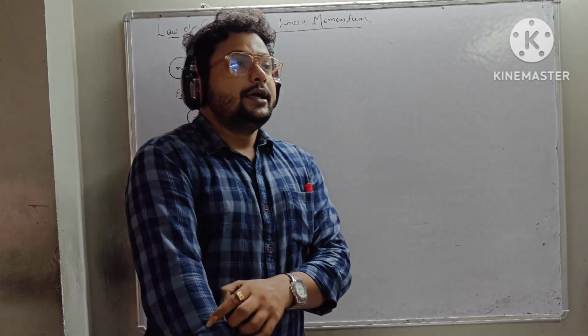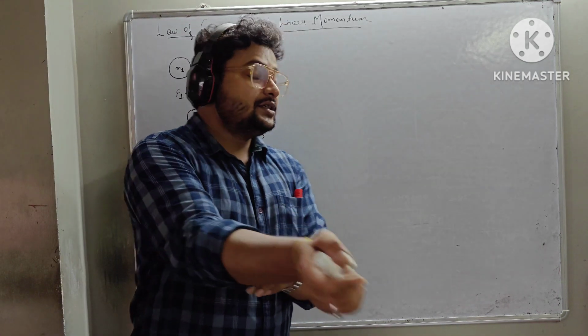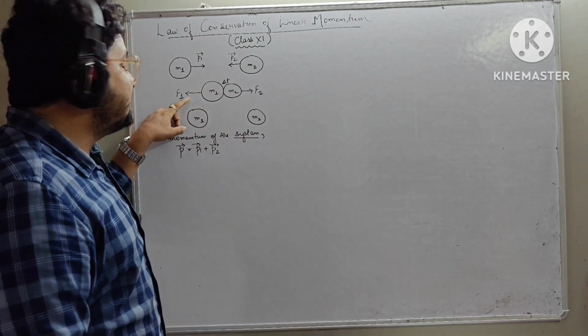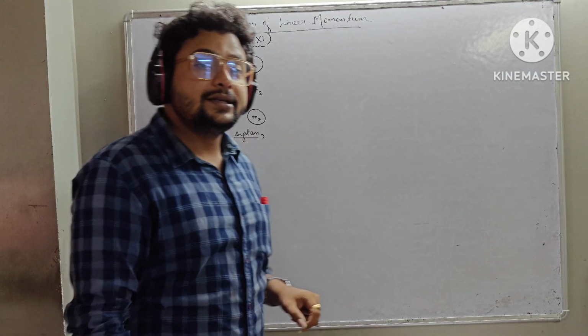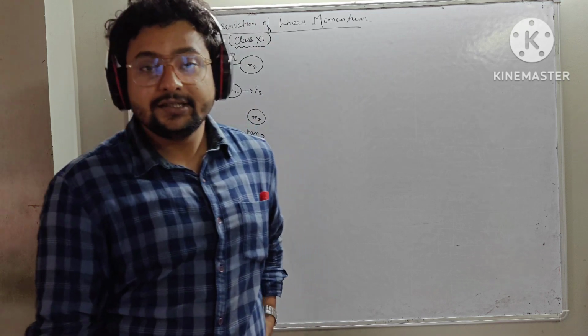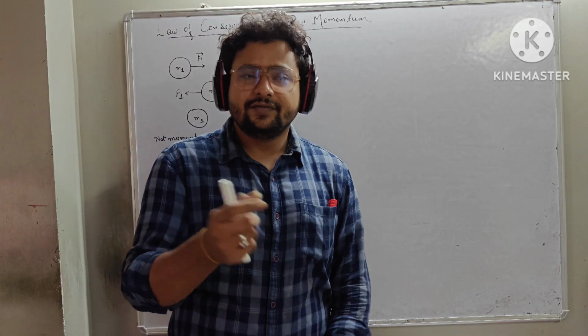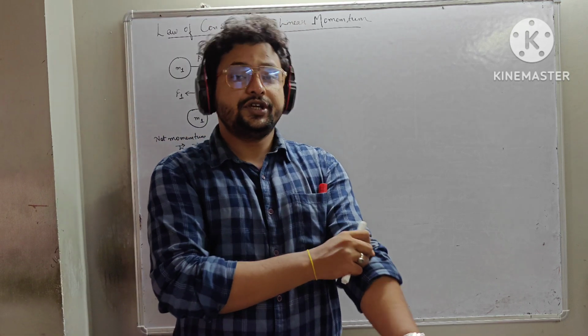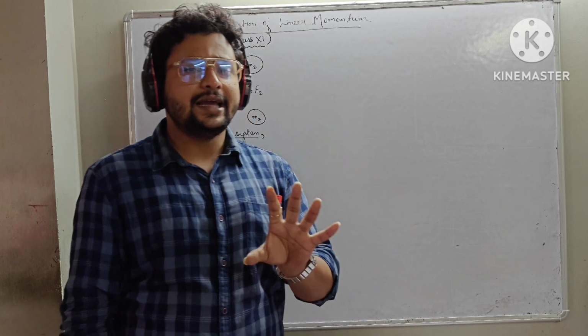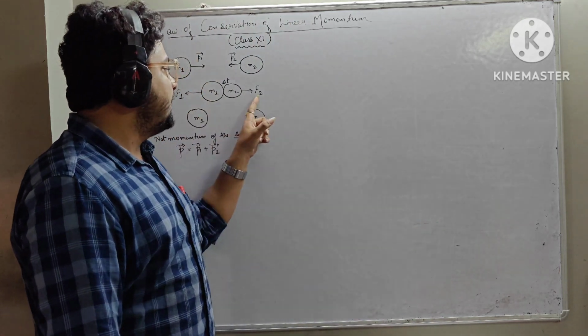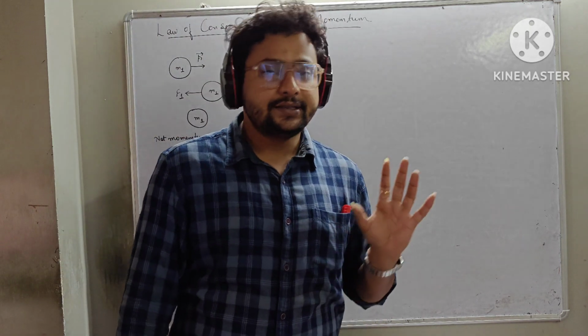Fine? Okay. Now when the bodies are colliding with each other, the total force acting on M1 is F1, and the total force acting on M2 is F2. I will tell you just after a few minutes what these forces F1 and F2 are. For now, let us first understand that a force F1 is acting on M1, and a force F2 is acting on M2.